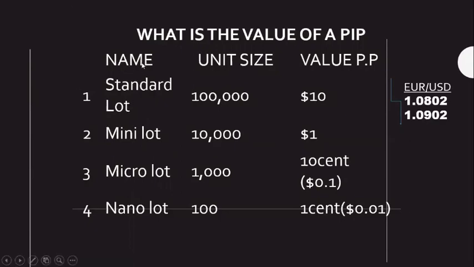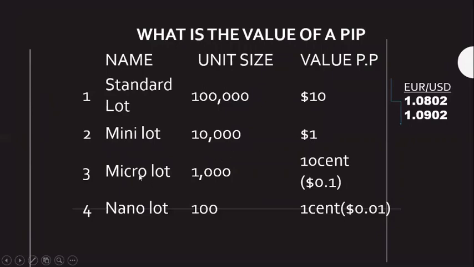So first of all, let's move to this. This is actually the name. We have the standard lot, and the unit for this standard lot is 100,000 units. The value is $10 per pip. Then we have the mini lot, which is 10,000 units, equivalent to $1. This is the value per pip.